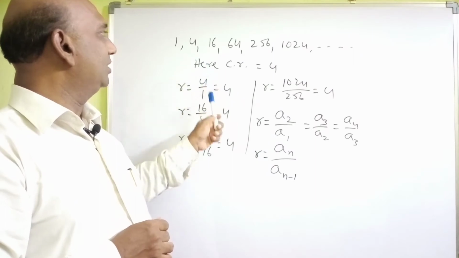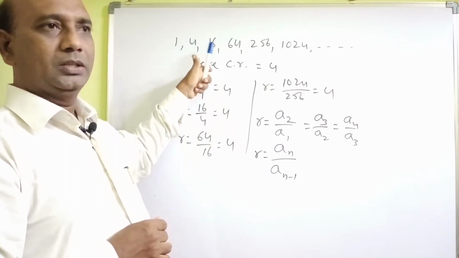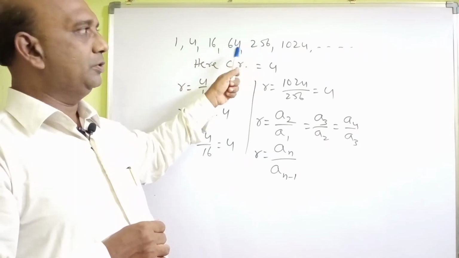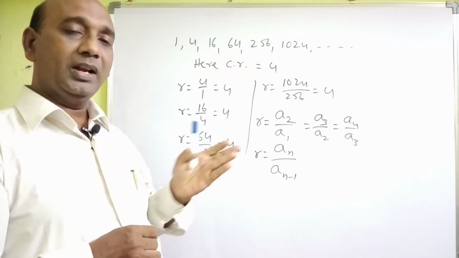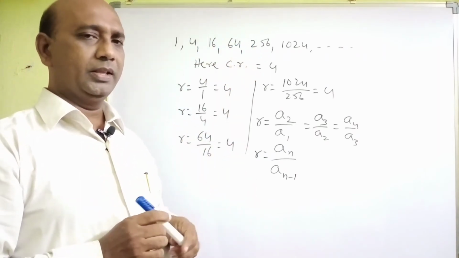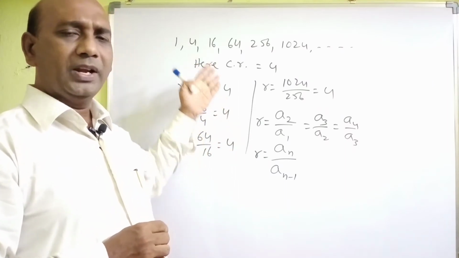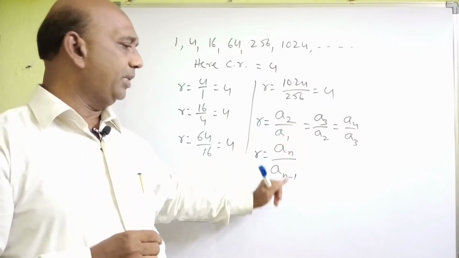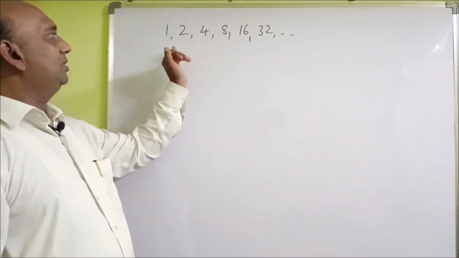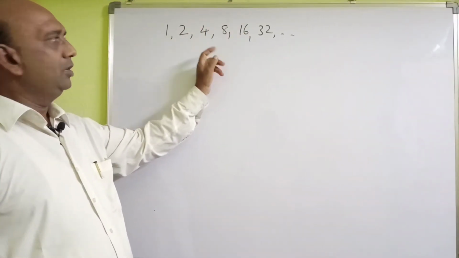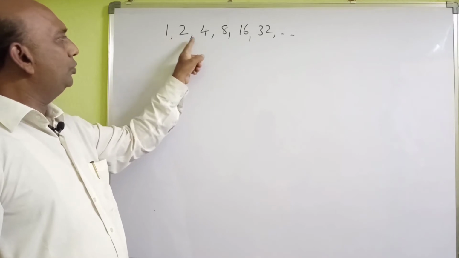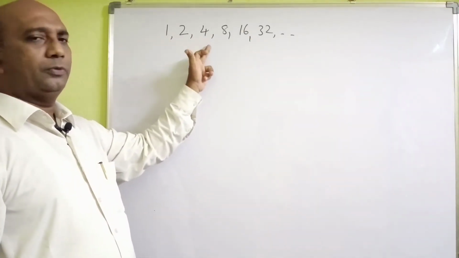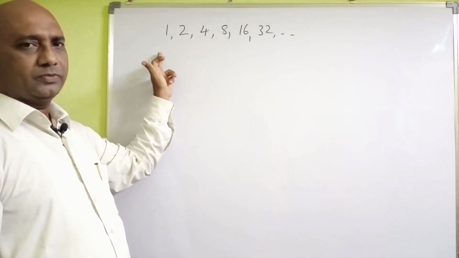So you will get it like this: second term by first term, or third term by second term, or fourth term by third term, or fifth term by fourth term, or 100th term by 100 minus 1th term, that is 99th term. Anywhere, you can find the common ratio using this general formula: r is equal to an by an minus 1. Let us see this example. So 1, 2 and 4, this is a GP. In this GP, 1, 2 and 4 are three consecutive terms in this progression.